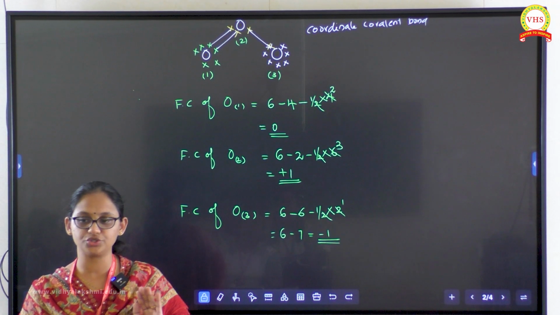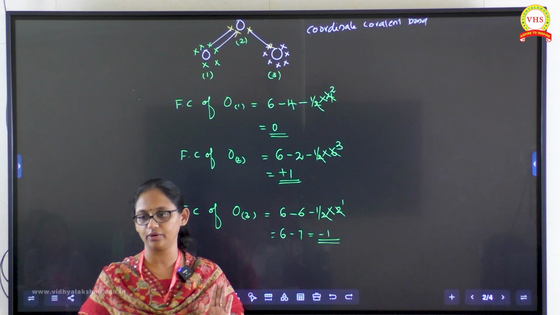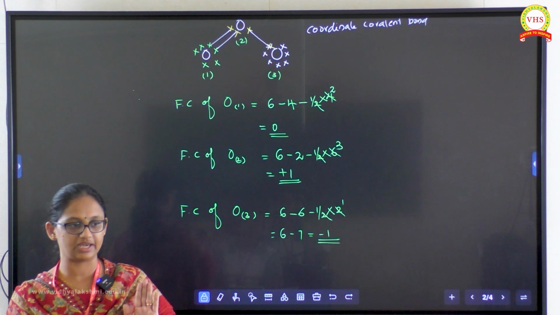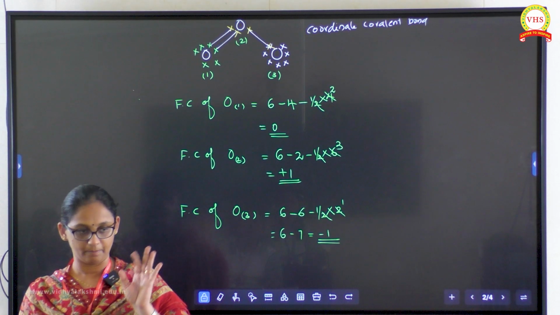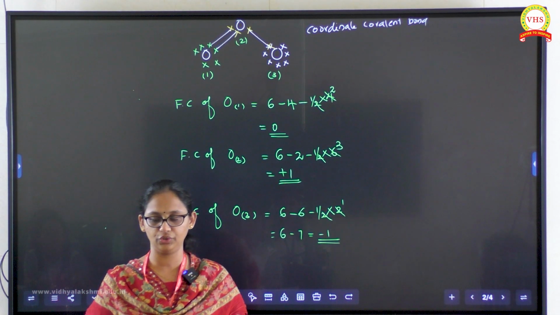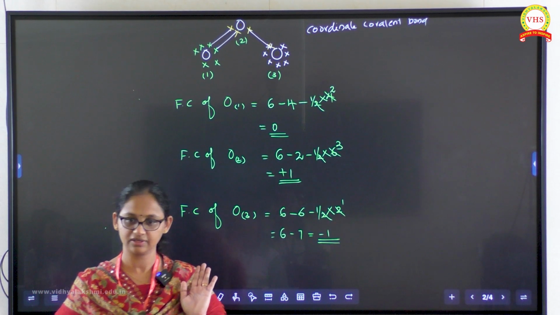Clear? So how to calculate formal charge? Formal charge is equal to total number of valence electrons minus total number of unshared electrons minus half into total number of shared electrons. So it is clear.